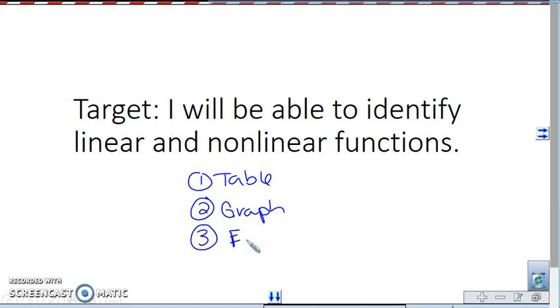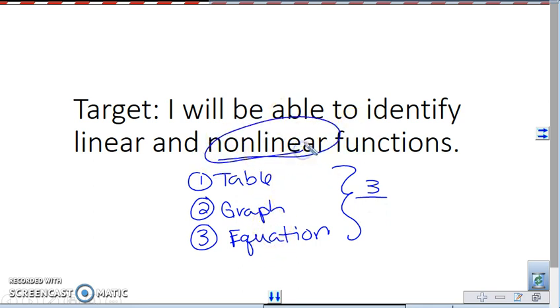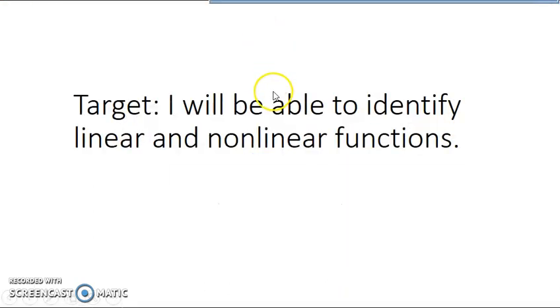So by the end of the day, I need you to go back and reflect: do I know what a linear function looks like in a table, in a graph, and in an equation? If it doesn't look like how it's supposed to, then it's going to be labeled as nonlinear. All right, let's get started with our definitions.